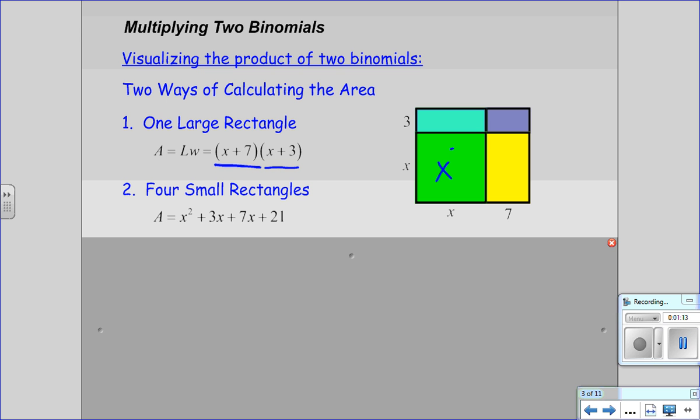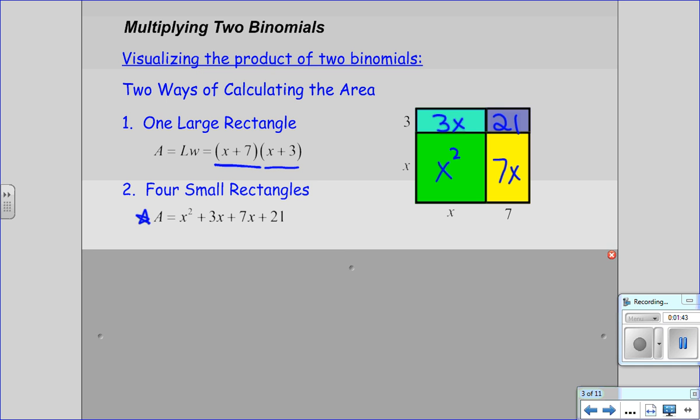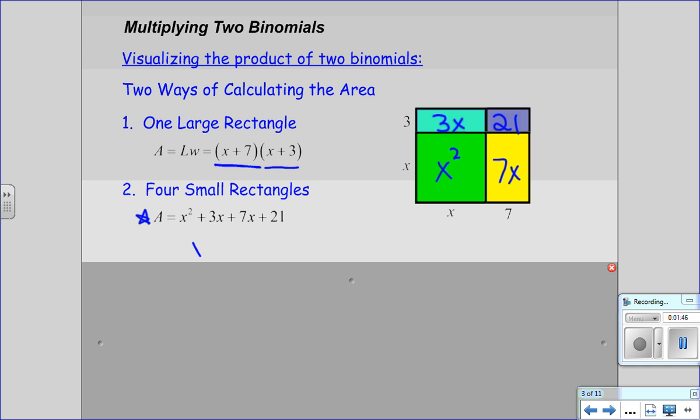X times x is x squared. So the area of my green rectangle is x squared. And I do that three other times. 3 times x would be 3x. 3 times 7 would be 21. And 7 times x would be 7x. So the area of this total rectangle would be all four of these smaller areas added up, which is represented in this example, x squared plus 3x plus 7x plus 21. We could, of course, simplify that and say that the area, if we combined like terms, is x squared plus 10x plus 21.